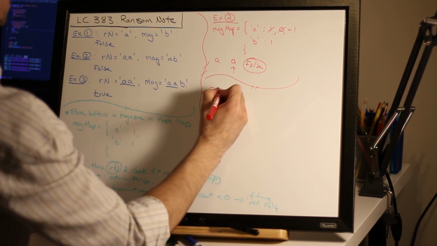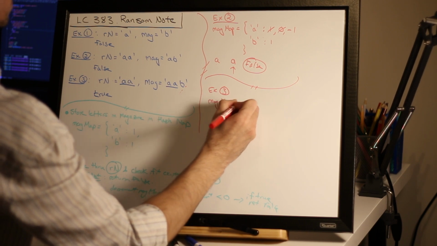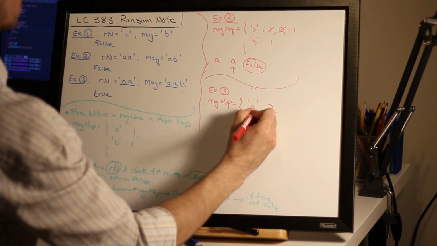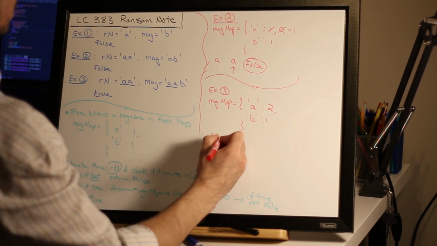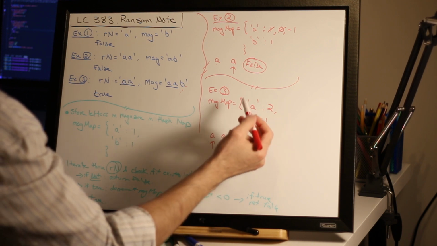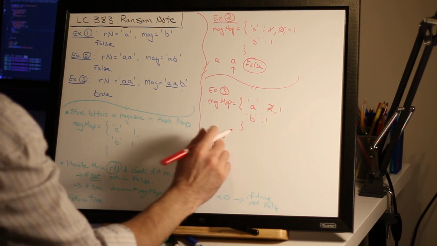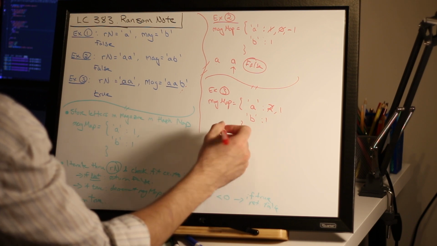In example 3, it's very similar. Our mag map looks like this. Our A count is 2, and our B count is 1. If we go through AA again, we can check if A exists in the mag map. It does. We decrement it, and then we're on to the next one. It's not less than 0, so we don't have to return false, and we can keep going through the loop.